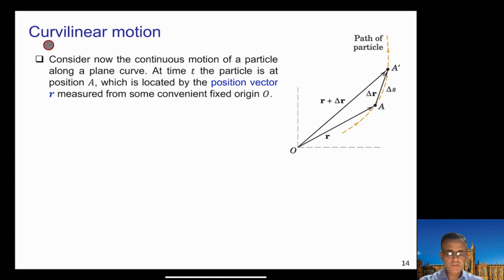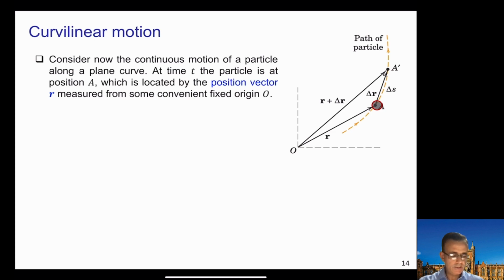So now we will discuss the next topic, which is curvilinear motion. Consider now the continuous motion of a particle along a plane curve, which is this figure here. At time t, the particle is at position A. The particle is moving along this orange path, and at time t, it is at position A.